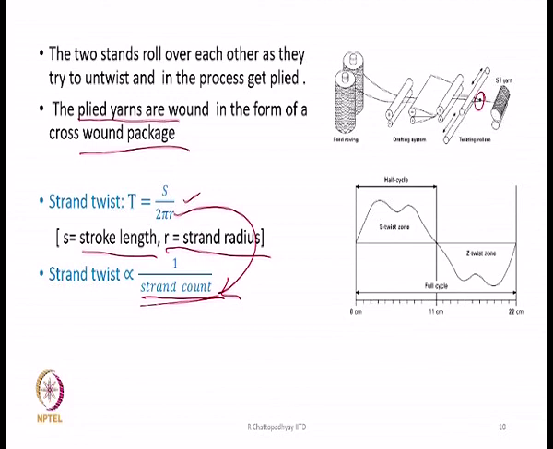For a given stroke length, the only variable is the R, and R is proportional to the linear density of the drafted roving. If this is the roving, then after drafting, what is the linear density of this roving, or for a fixed draft, it will be directly dependent on the roving count.